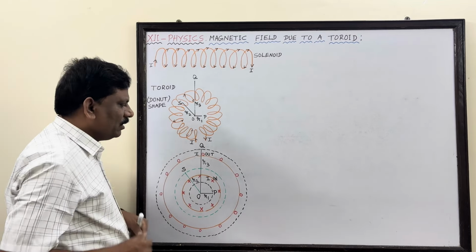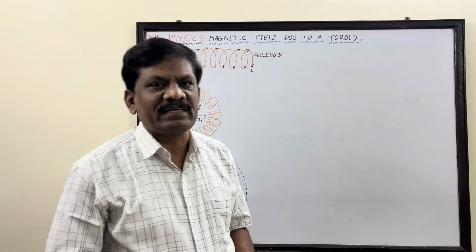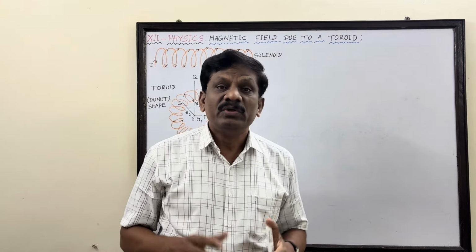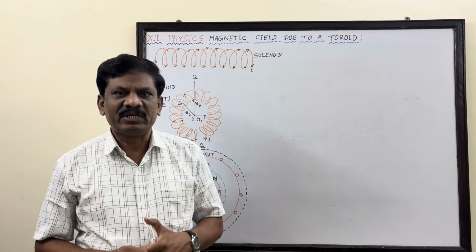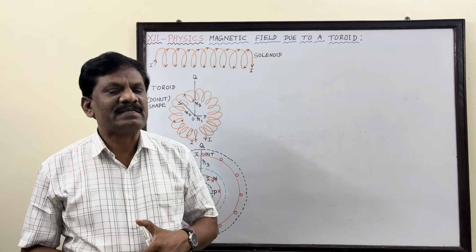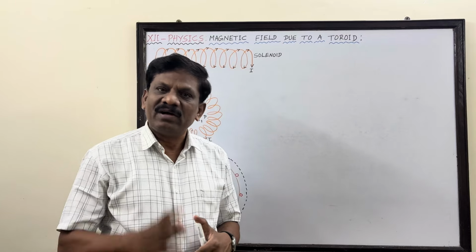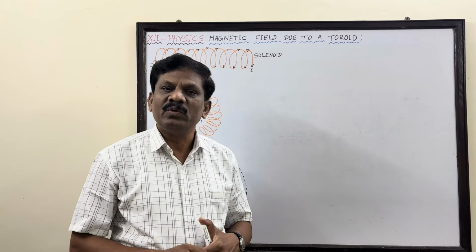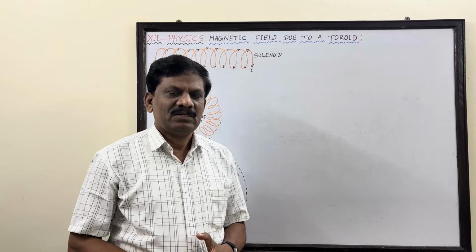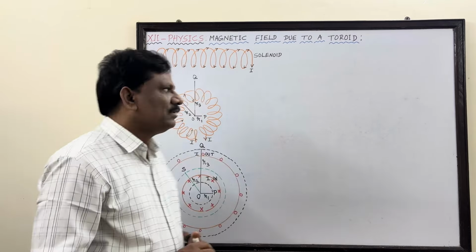Now we want to derive this expression for magnetic field using Ampere's circuital law. We have studied Ampere's circuital law. I am going to apply Ampere's circuital law for these 3 points P, Q and S. So first I will take the point P.